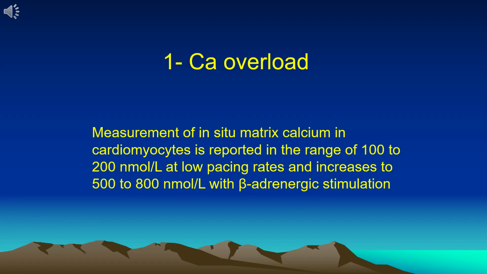Even during periods of high demand, such as during exercise or stress, the cell manages this increase in a controlled manner. With beta-adrenergic stimulation, which mimics the fight or flight response, the calcium level rises, but only to a range of 500 to 800 nanomoles per liter. This controlled rise and fall is the basis of normal, forceful cardiac contraction.